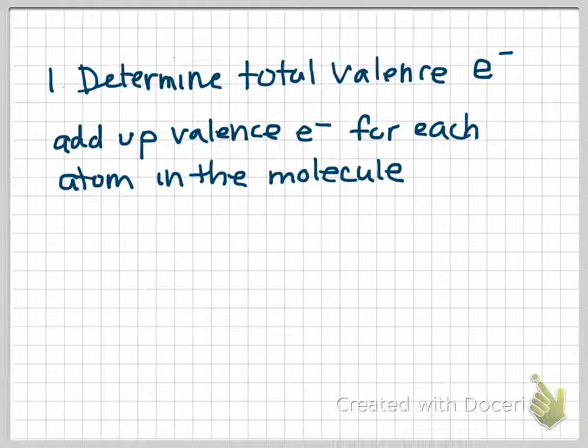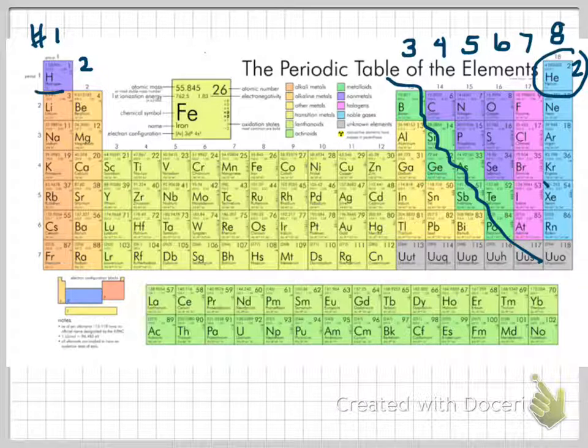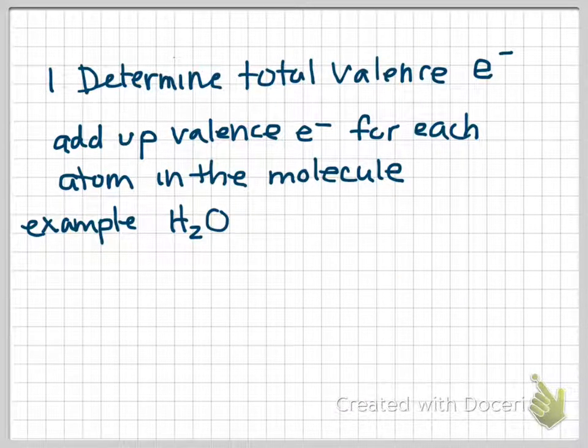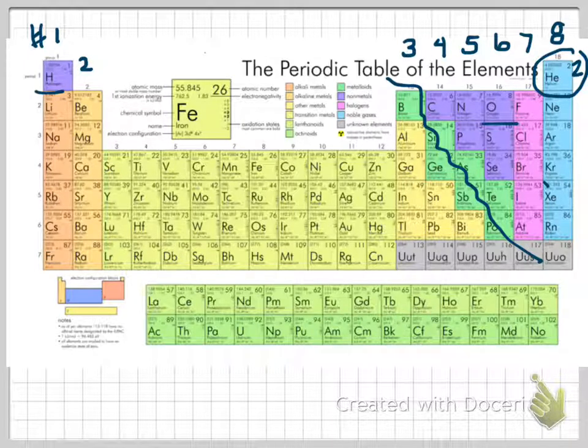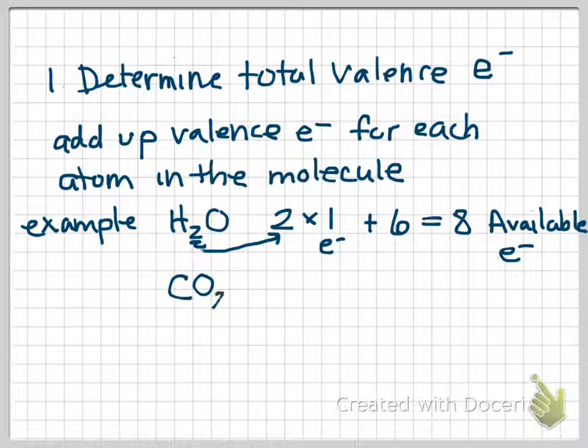So for a structure like water, as an example, water has 2 hydrogens. So here's hydrogen. Each one has 1. So 2 times 1. The 2 comes from the number of hydrogens. Sorry, I'll try to clarify. So that 2 is coming from that, and then 1 valence, plus oxygen, which we see here, has 6 valence electrons, for a total of 8 available. We'll call this the available electrons.